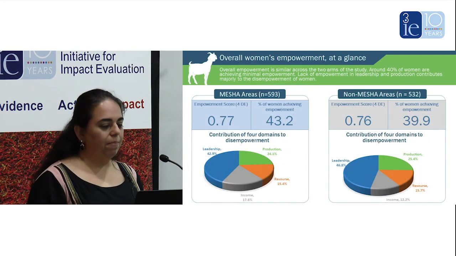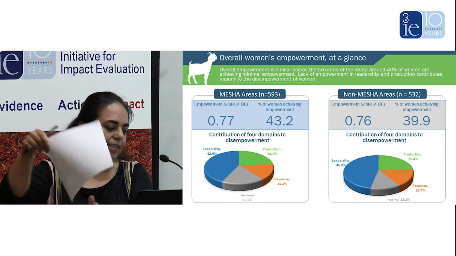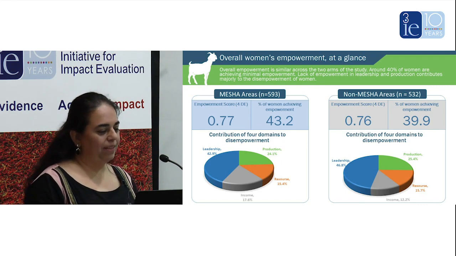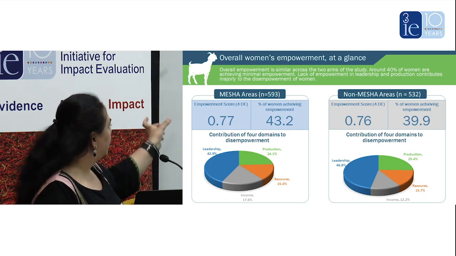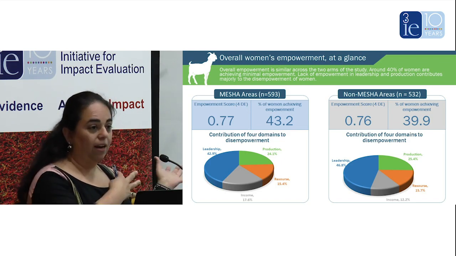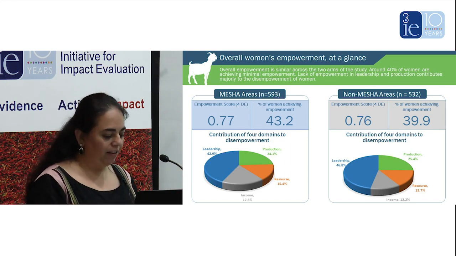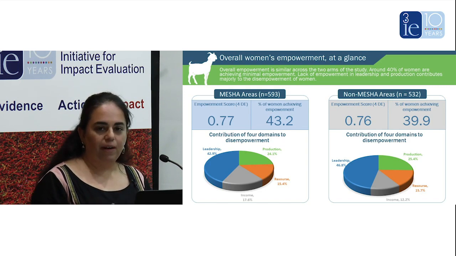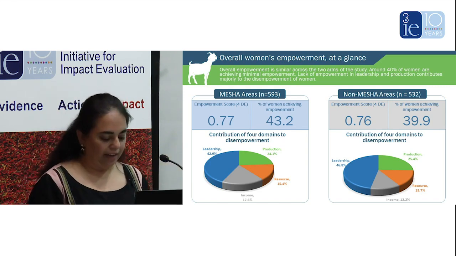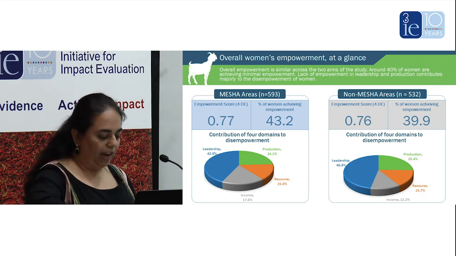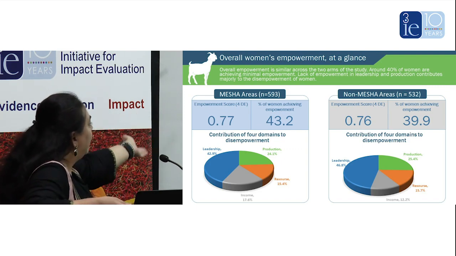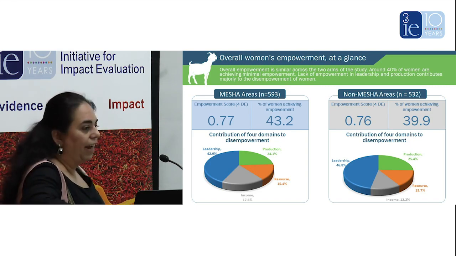When we looked at a composite score for women's empowerment, we see that overall the empowerment scores are relatively similar across the two arms of the study. It's my last slide. Around 40% of women are actually achieving the minimum empowerment score. The empowerment score is a combination of the indicators I showed you, but a lot more within it, and it looks at production, which is decisions around agricultural production, and sole and joint decision making around assets and farming. The resources box looks at ownership and access to productive resources like livestock and agriculture. Income concerns their decision making on the use of income and expenditure, and leadership is around their leadership in the community. If you look at it, production and leadership are both the main contributing factors for disempowerment.